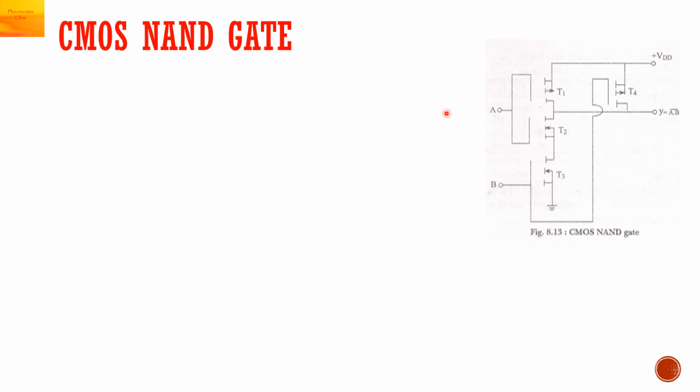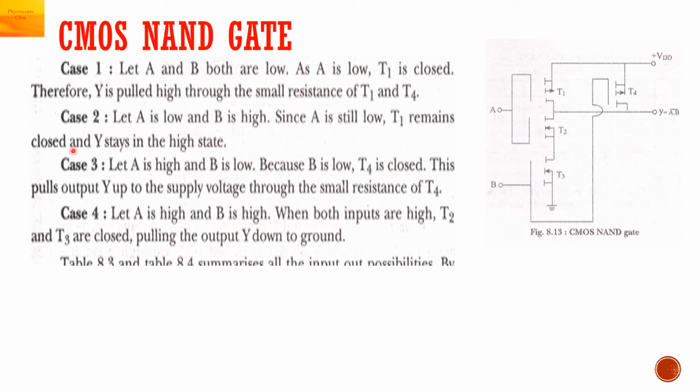CMOS NAND gate. This is a circuit diagram for CMOS NAND gate. There are 4 cases or 4 input combinations. When A and B are low, we are taking the first case. Now as A is low, T1 is on, therefore here the output Y will become high.